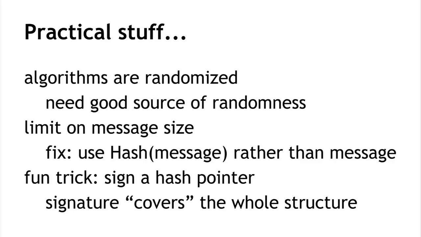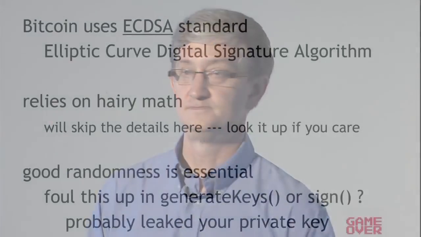And if you sign a hash pointer, then the signature covers or protects the whole structure. Not just the hash pointer itself, but everything it points to, and everything that points to. For example, if you were to sign the hash pointer that was at the end of a blockchain, the result is that you would effectively be digitally signing the entire contents of that blockchain. That's a useful trick that we'll see used later.